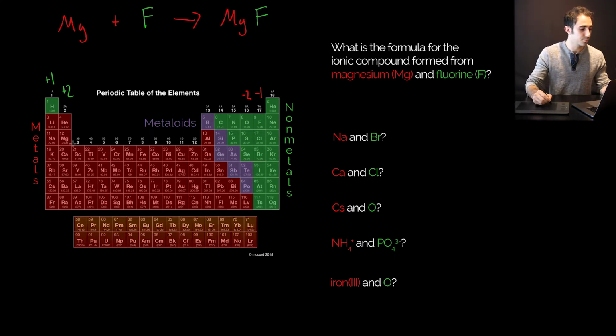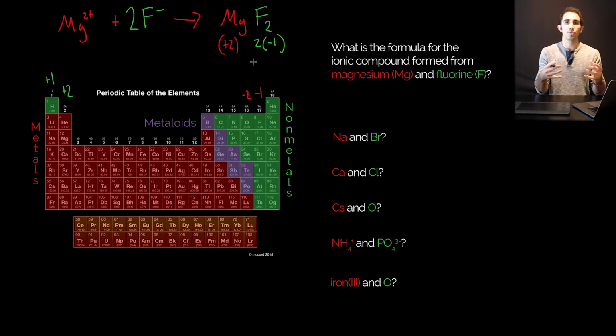So magnesium, you would find it in 2A, and so that's going to have a +2 charge. Fluorine is going to be in 7A, and we would expect that to have 1 negative charge. So if we wanted to create a balance of charge, we need to add a 2 in front of that fluorine. And that gets us MgF2, where we have a +2 charge here, and then 2 times a -1 charge here. So those are going to be totally equal to create a neutral ionic compound.